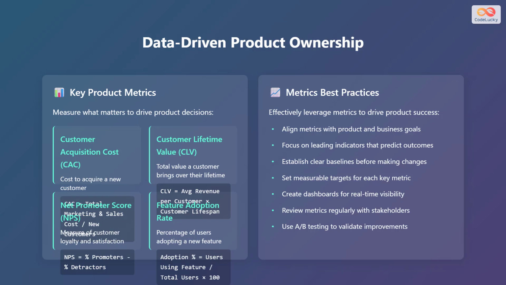Focus on leading indicators that predict outcomes. Establish clear baselines before making changes. Set measurable targets for each key metric. Create dashboards for real-time visibility. Review metrics regularly with stakeholders, and use A/B testing to validate improvements.